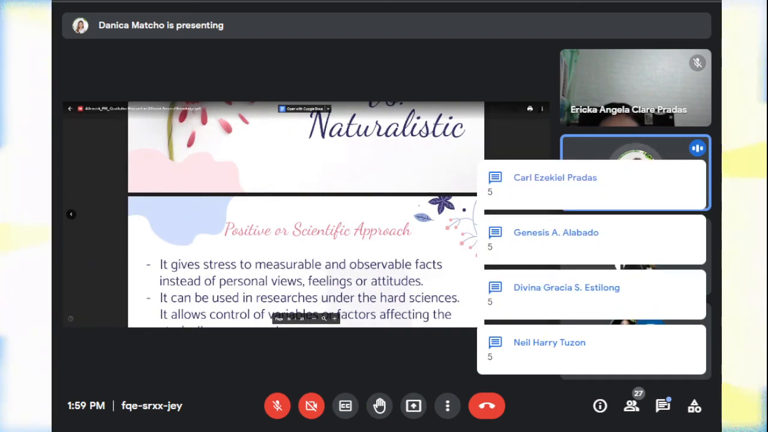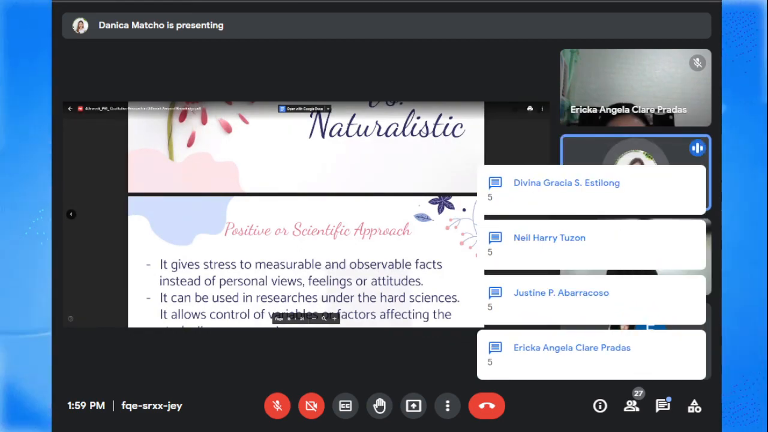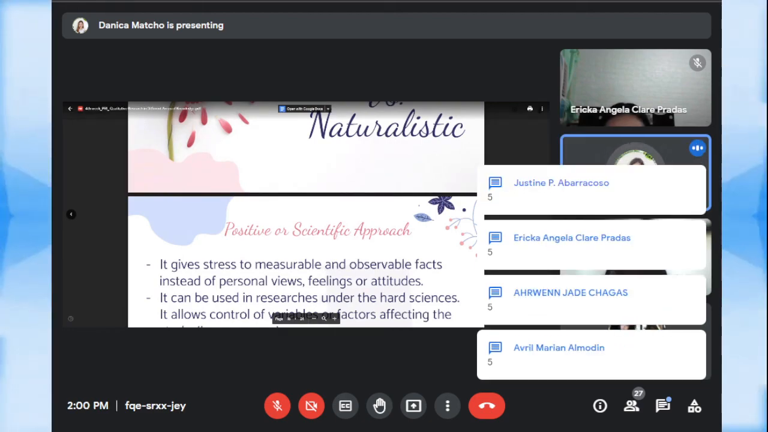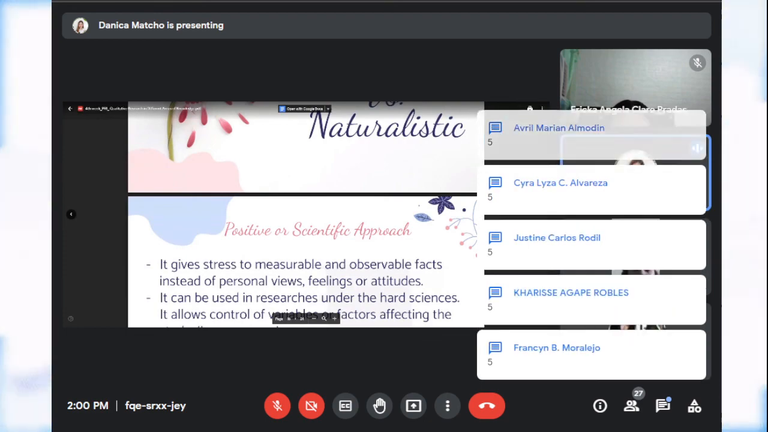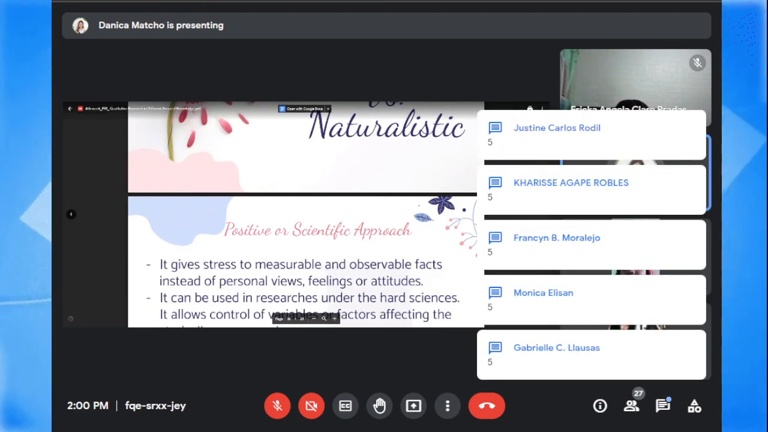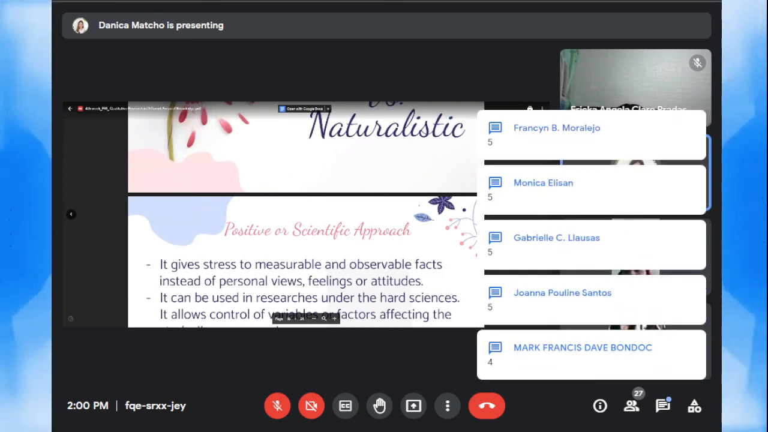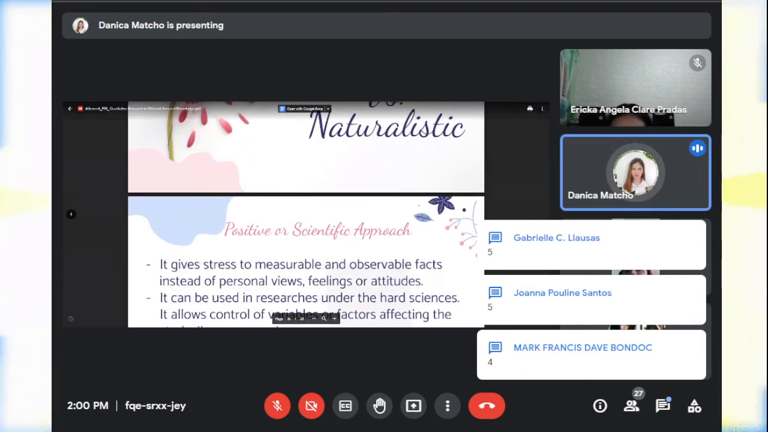Alright. Ayan. So, always remember lang yung idea niya, guys. Ang pinaka-concept natin dito, ang connected kay hard science is quantitative research at scientific or positivist approach.